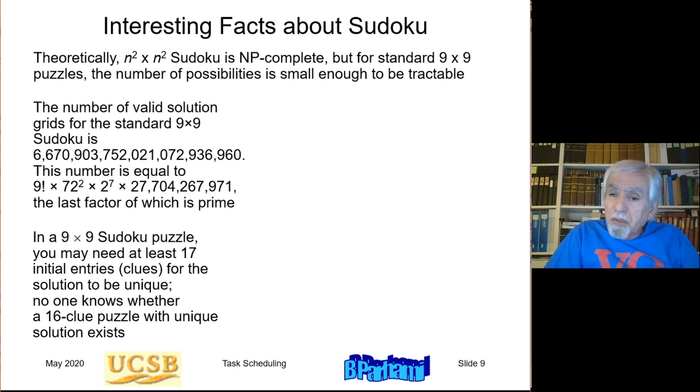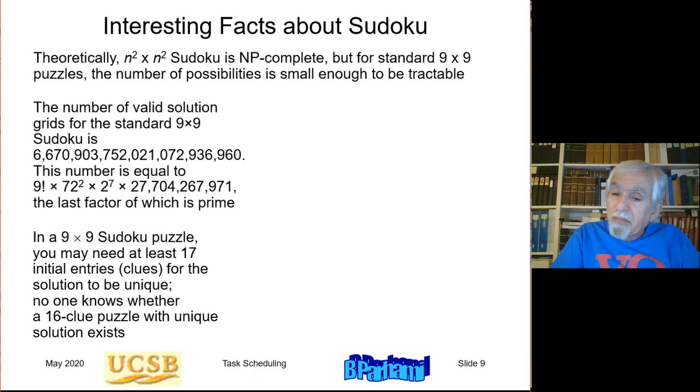In a 9 by 9 Sudoku puzzle, you may need at least 17 initial entries or clues for the solution to be unique. But nobody is sure of this fact. In other words, some people guess that maybe 16 clues would be sufficient in some cases, but no one has either an example of that or a counterexample. Nobody knows whether 16 clues would be sufficient, but we know that there are Sudoku puzzles with 17 starting clues and unique solutions.